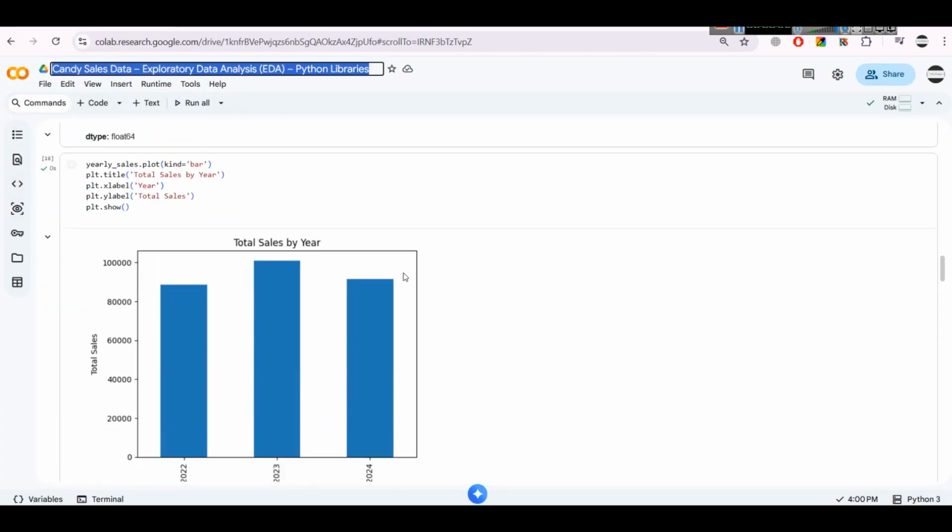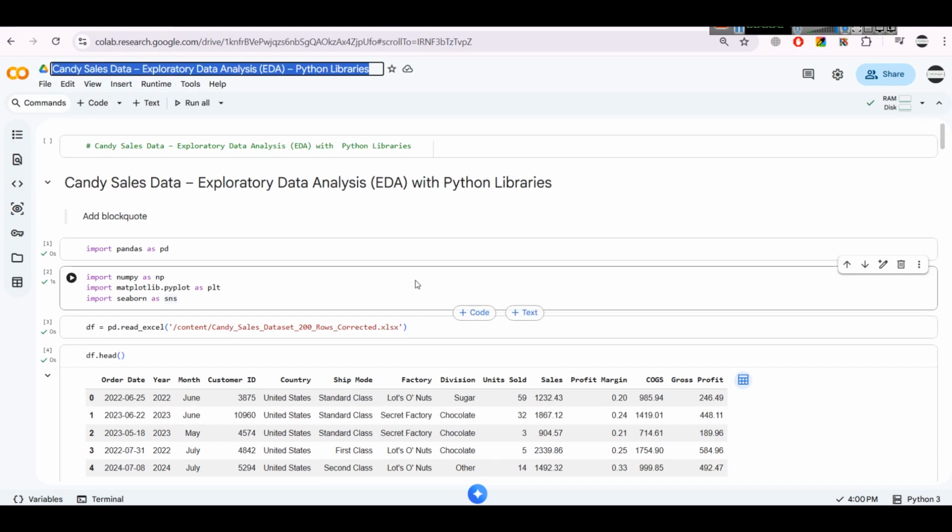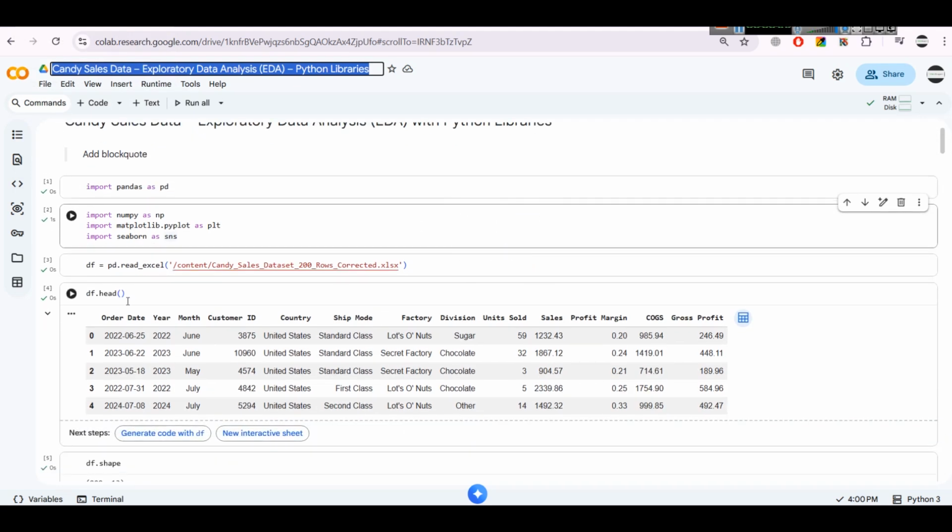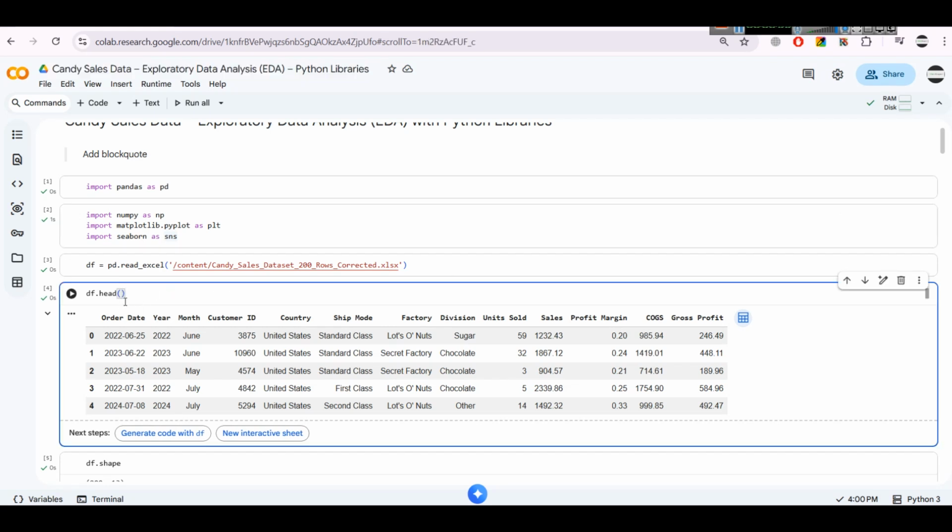This project is designed especially for beginners and intermediate learners who want to build strong fundamentals in data analysis and confidently explain insights during interviews, presentations, or video content creation.